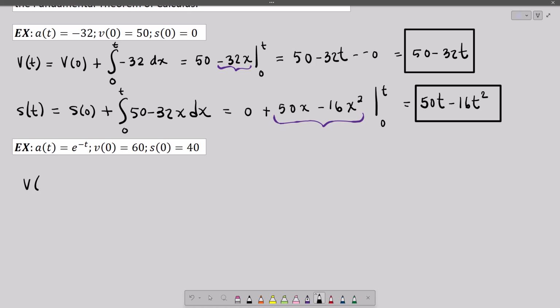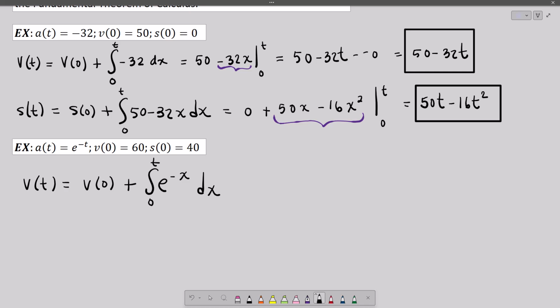So v of t, we want the velocity as a function of t. That means we first need to know what's the initial velocity. We want to find the future velocity. The idea is find the initial velocity and then add a change in velocity. And the change in velocity is the integral of acceleration. And I'm going to switch the t in the acceleration function to an x for that integration step.